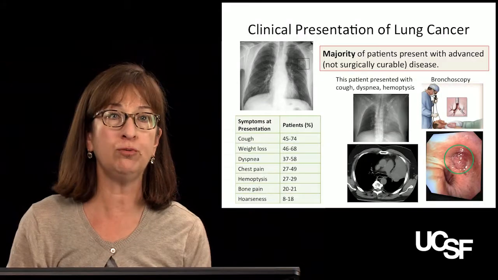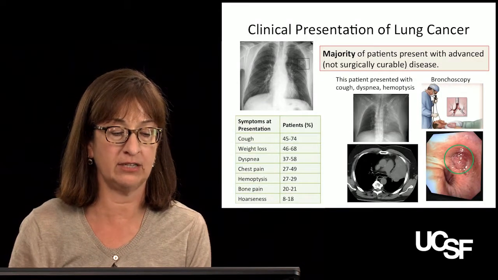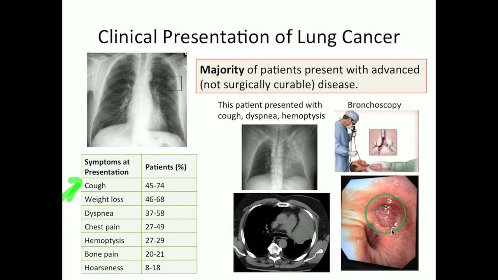Now, when patients do present with symptoms, these are the classic ones. Cough, again, it might be irritating an airway and triggering the cough receptors. Weight loss from advanced cancer. Dyspnea or shortness of breath if it's involving a significant portion of the lung. Chest pain if it's involving the chest wall. And then hemoptysis if it's in the airway. Bone pain, and we'll show an x-ray of a bone where it's metastasized, and then we'll show specifically how lung cancer can cause hoarseness.